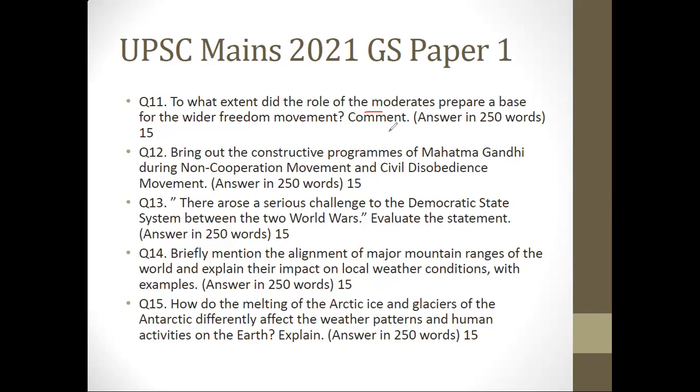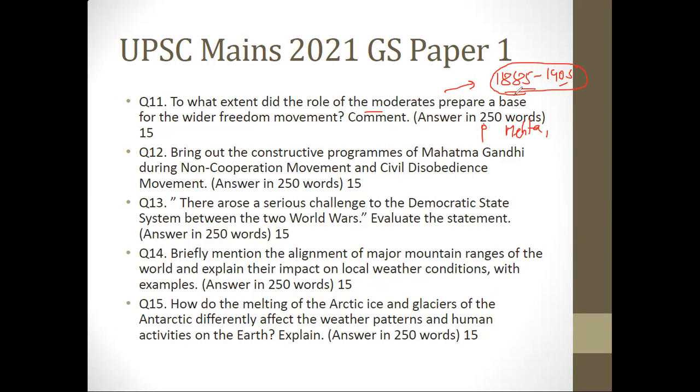To what extent did the role of moderates? You can talk about the initial phase of the Congress from 1885 to 1905, which was said to be dominated by the leaders called moderates. It's not like they were the only ones; even Tilakji was there, an extremist, but it was dominated by the leaders known as moderates. You can give the names: Firoz Shah Mehta, Tayabji, Naroji, Gopal Krishna Gokhale. These were the ones dominating the Congress sessions, and that's why this phase is known as the moderate phase.